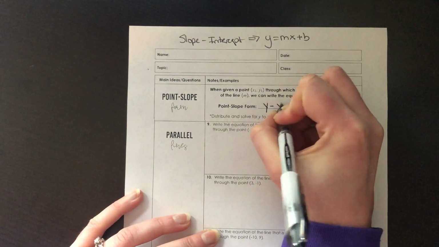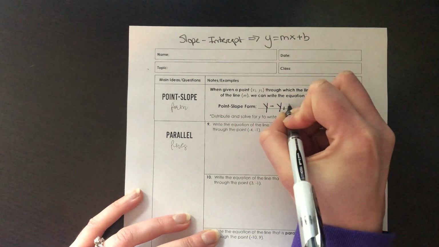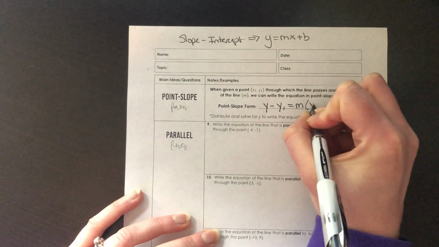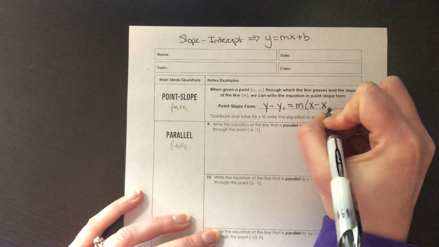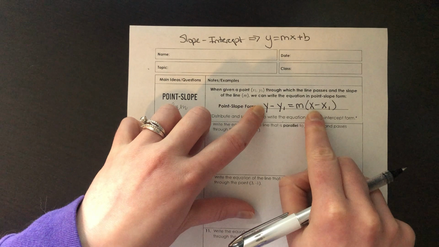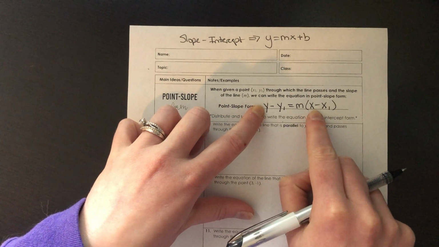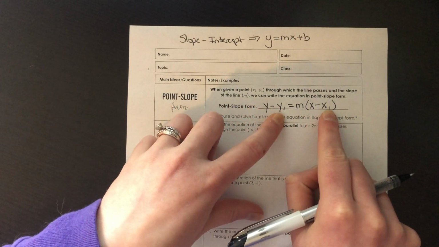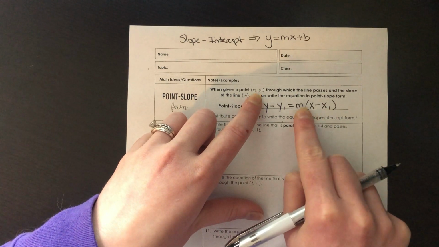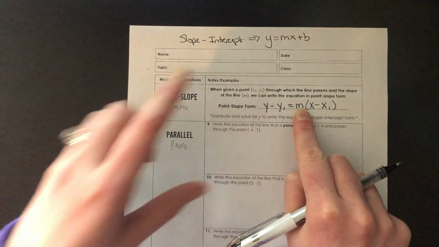Y minus y sub 1 equals m parenthesis x minus x sub 1. So the first x and y will never change, but the x1, y1 is the point they give us, and then we also go back to slope.